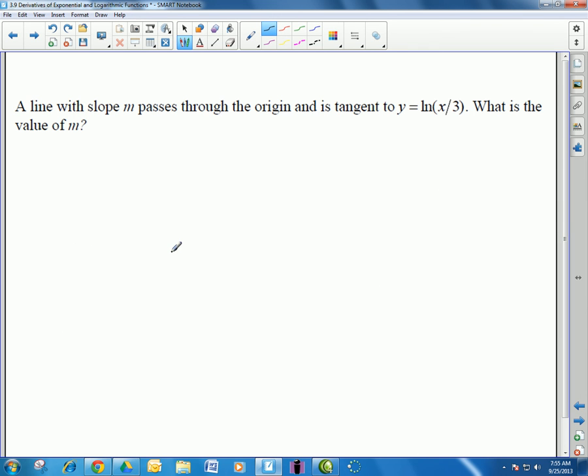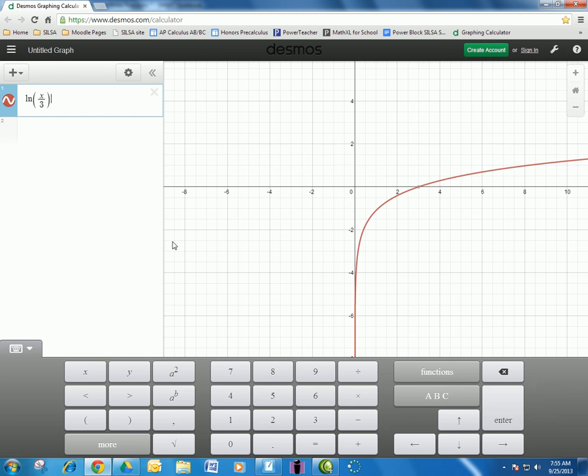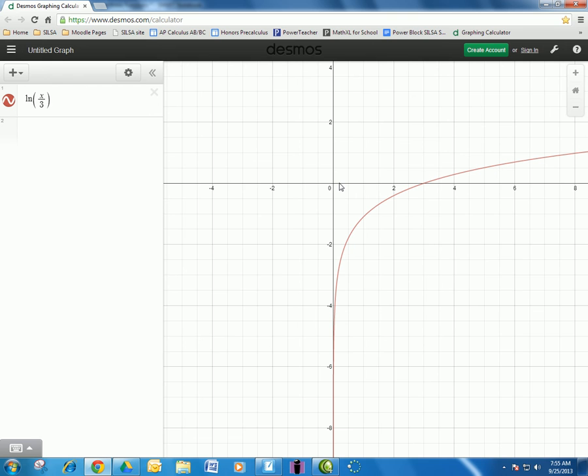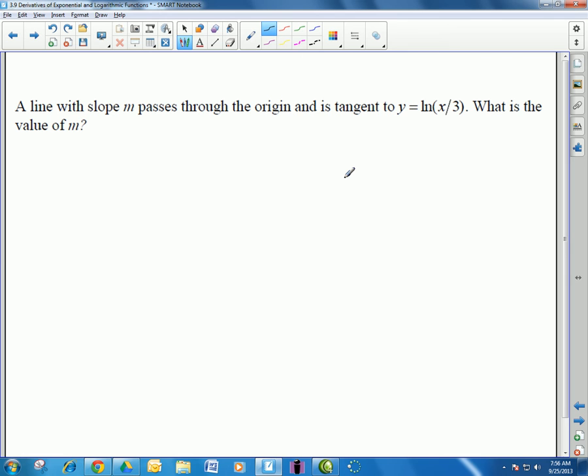Okay, on this last problem, let's take a look at a picture to try to understand what's going on. So you're looking for a point that goes right here through the origin. And so this line that goes through the origin touches or is tangent to this graph somewhere and has a slope of m, but we don't know what that slope is other than m.